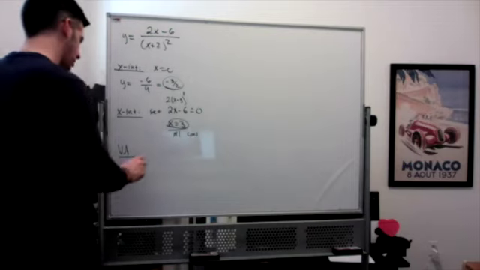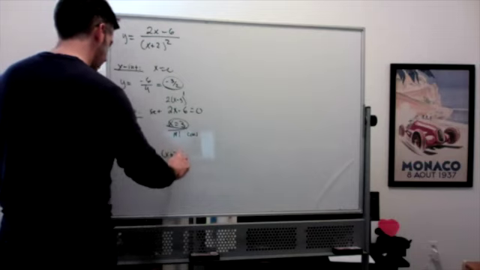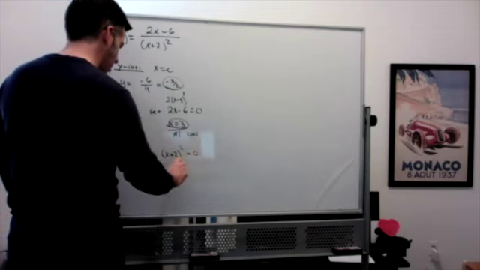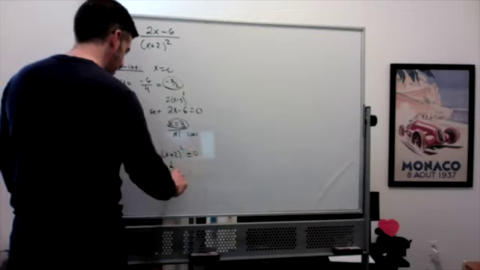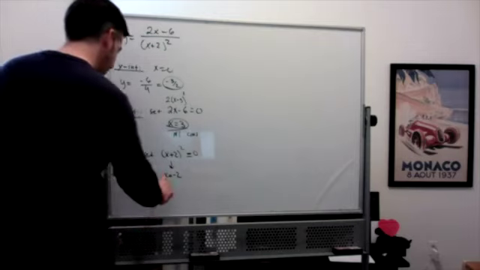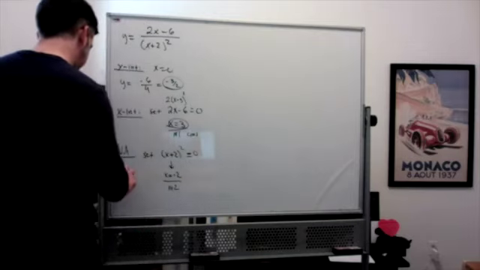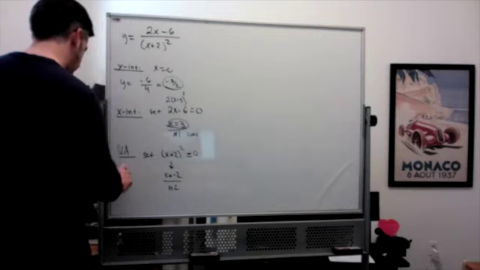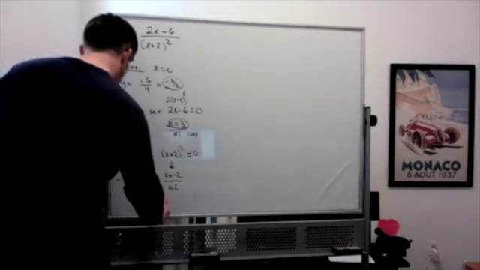Vertical asymptote: set the denominator equal to 0. So I set x plus 2 squared equal to 0. I'm going to get x equal to negative 2, the thing that makes it equal to 0. Negative 2 plus 2 is 0. And that has a multiplicity of 2, meaning our vertical asymptote is either going to be up on both sides or down on both sides.